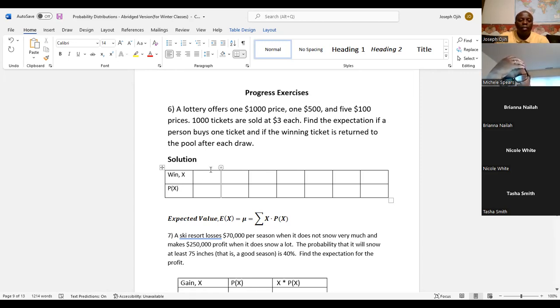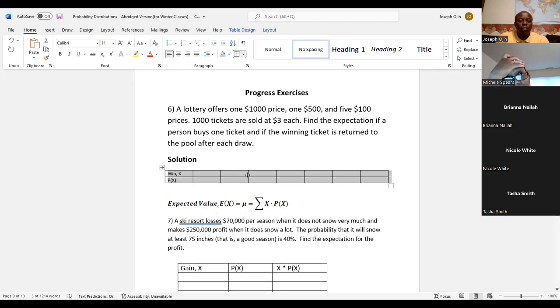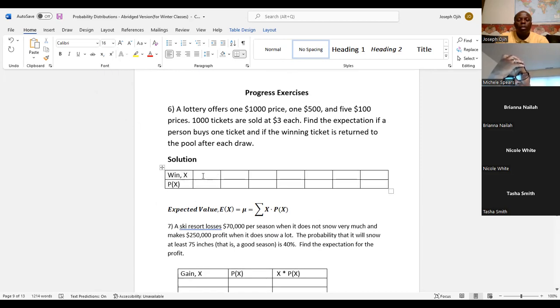So assume that you win $1,000. They will give you a check of $1,000, but your actual gain is $997 because nobody will give you back the $3 that you paid. So your net win is $997, even though they'll give you a check of $1,000. So instead of writing $1,000 here, I'm going to write the net winning, which is $997.